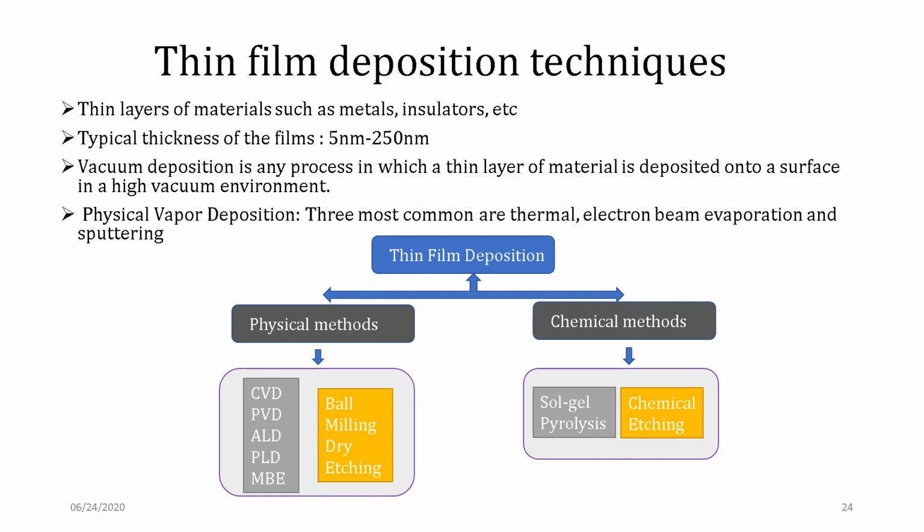In addition to it, you have ball milling and dry etching. These are top-down approaches, whereas the others are bottom-up approaches. And then similarly you have sol-gel and pyrolysis in the chemical methods, and chemical etching is another method. We won't probably use them much, though sol-gel is a very favored technique to deposit certain films. These don't involve a lot of vacuum deposition systems, like equipment that goes up to say 10 power minus 7 torr or things like that.